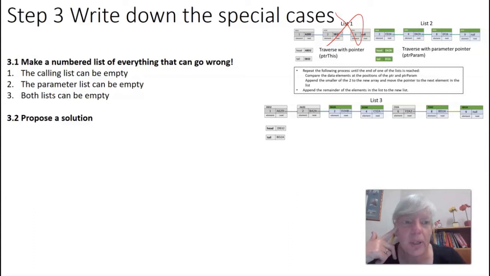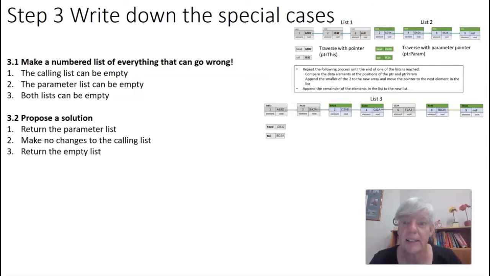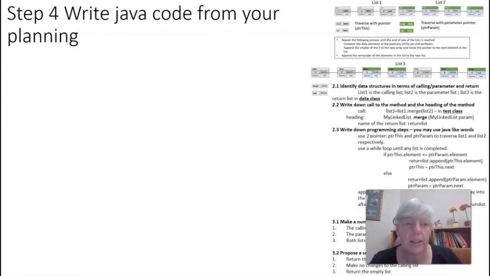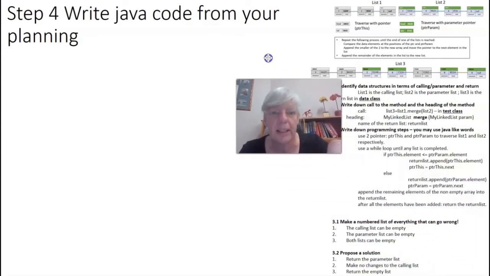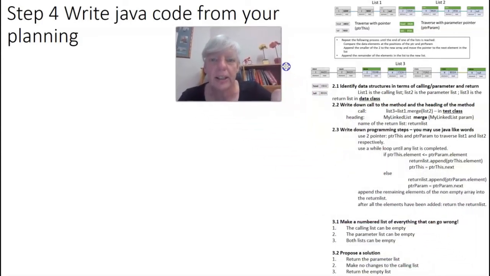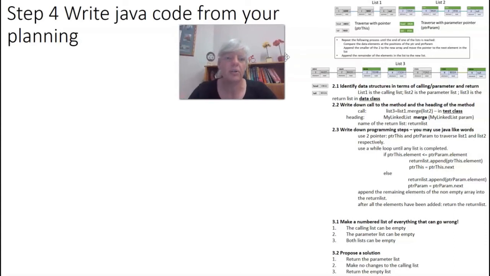You've got it. Then we only have to return the parameter list. What do we have to return when the parameter list is empty? Only the calling list. And what do we have to return when both lists are empty? An empty list. You've got it. Okay, now we have to move on. So actually, you've got it. You know everything. The special cases are easy peasy.